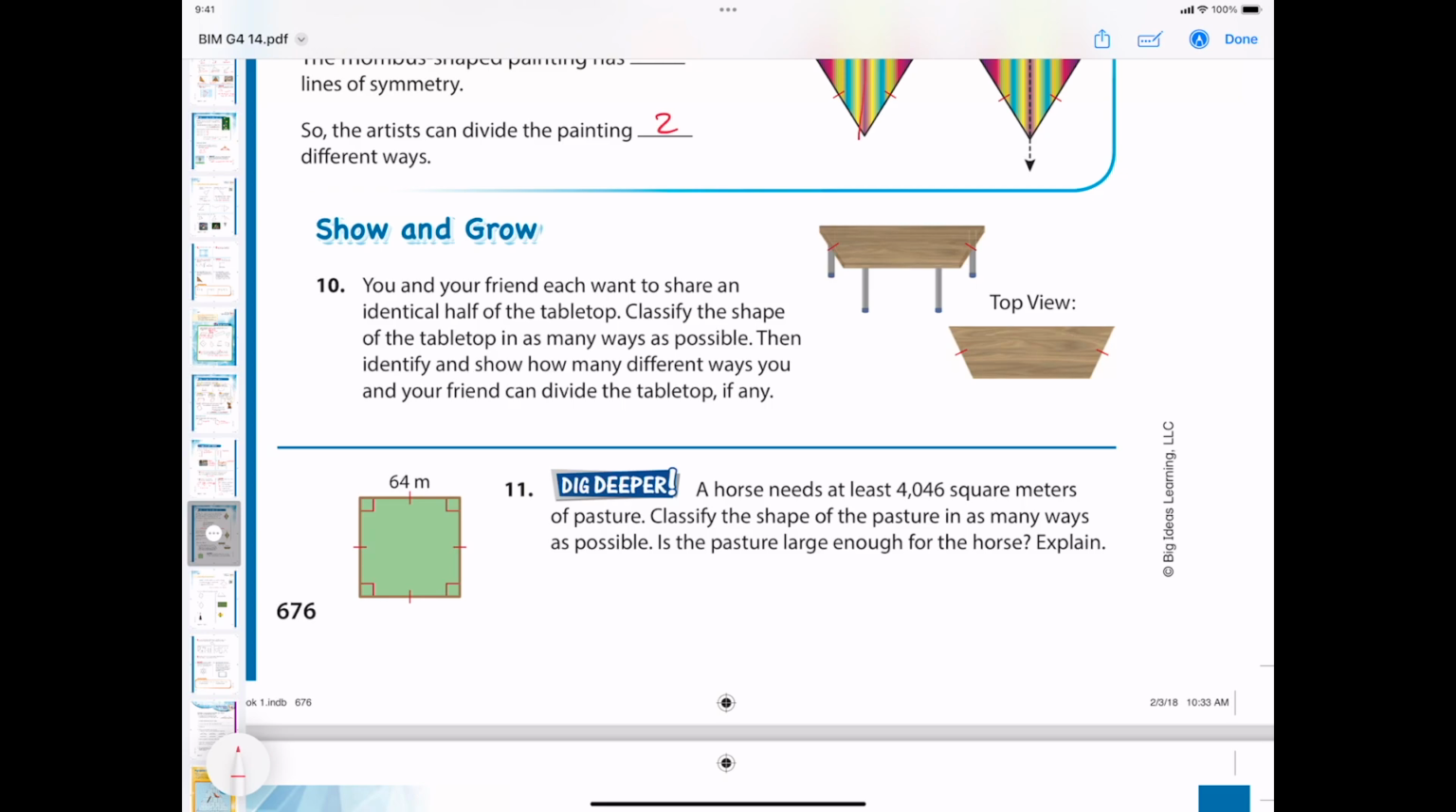Alright, now this, okay, top view is what? Okay, two equal sides, and then it has what? One parallel side. So this is what? Trapezoid. Okay. And also it has four sides and four angles. That means what? Quadrilateral.